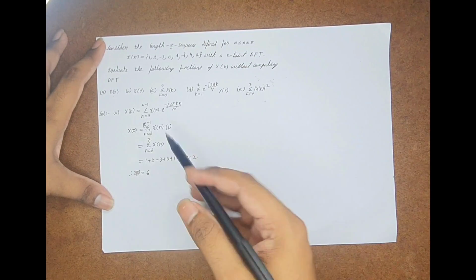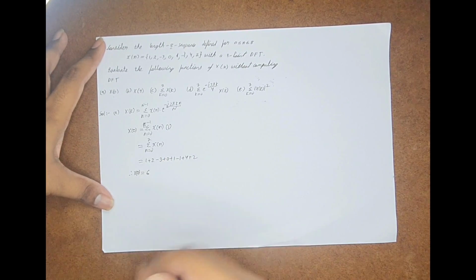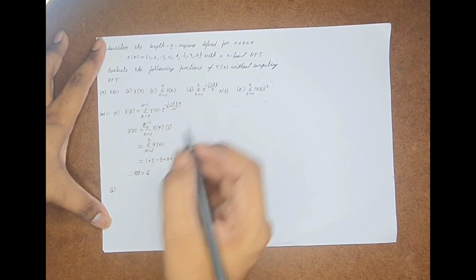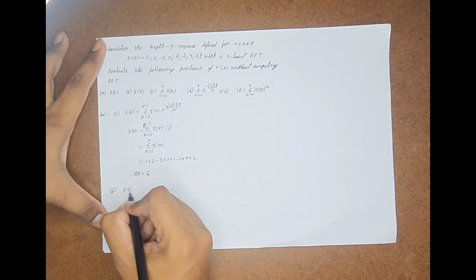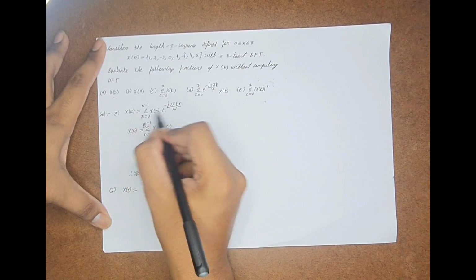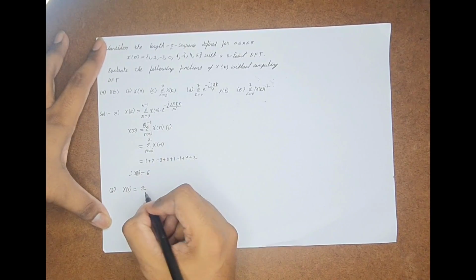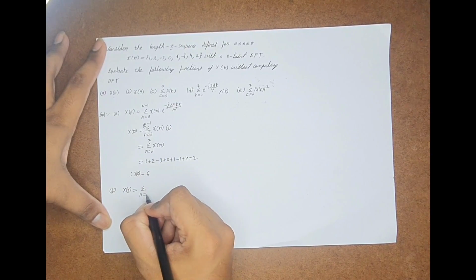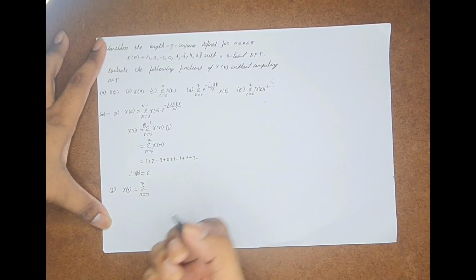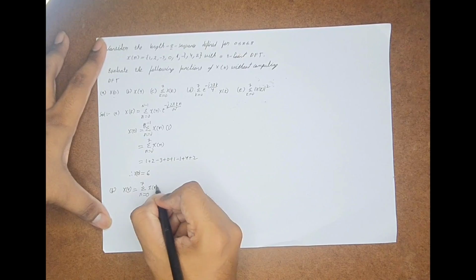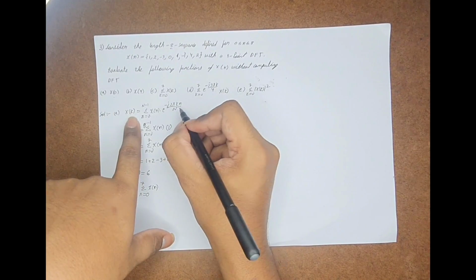So without computing the actual DFT, we have found the capital X of 0. Now let us find the B part, which is X of 4. Simple. In order to get X of 4, we replace k with 4. We have the sum over n from 0 to capital N minus 1, which is 8 minus 1, that is 7, of x of n.